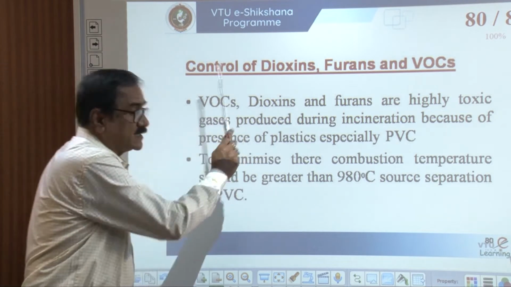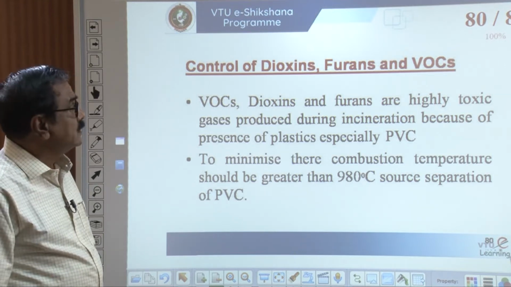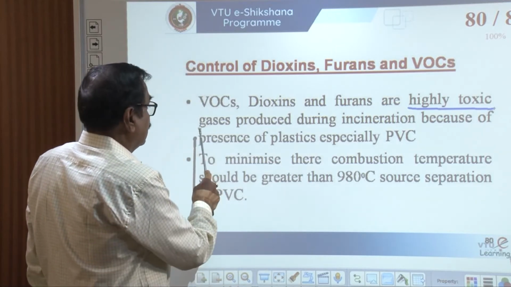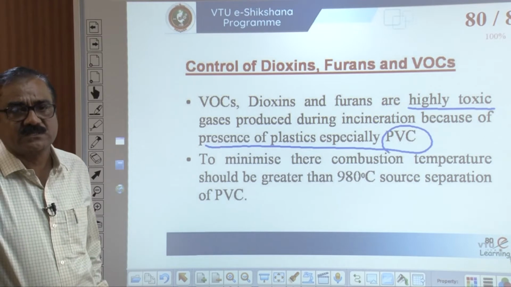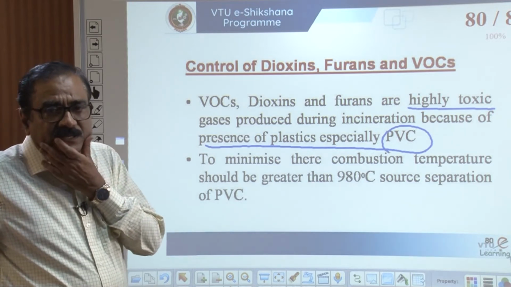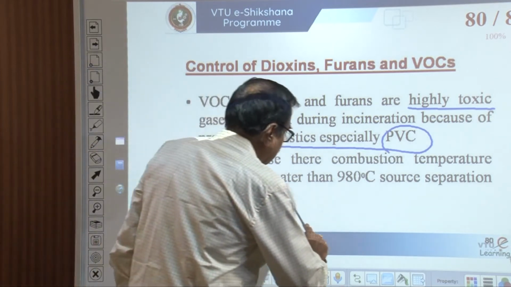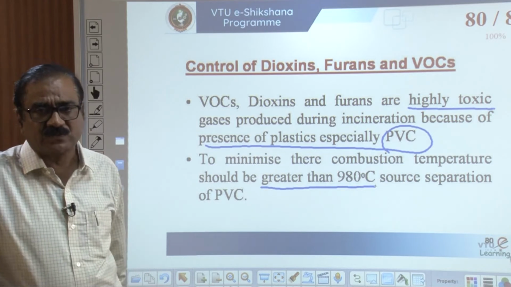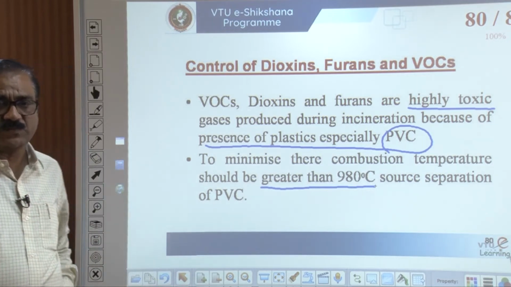In addition to this, you might have heard of dioxins, furans, and volatile organic compounds, VOCs, which are highly toxic in nature. With the presence of plastics, especially PVC, dioxins, furans and VOCs become highly toxic, particularly at lesser temperature. So the best way to minimize that is to keep the temperature not less than 980 degrees Celsius. You can remember 1000 degrees Celsius is fine, ideal for most Indian conditions. That is how we control dioxins, furans and VOCs, which are highly toxic. If inhaled, they may lead to some health problems.